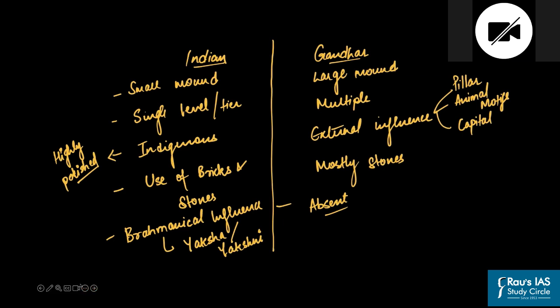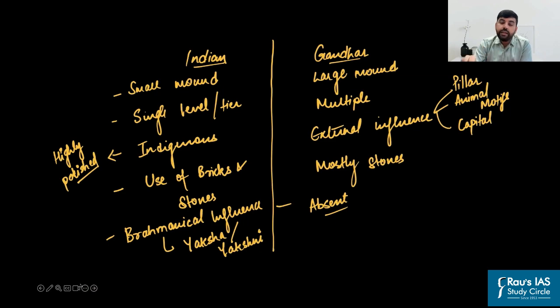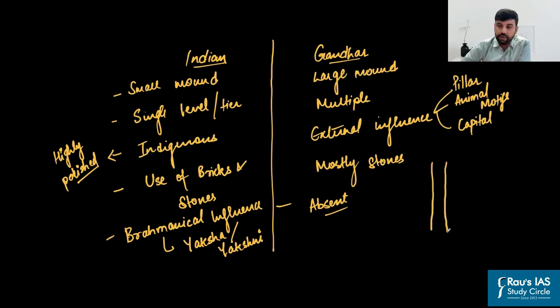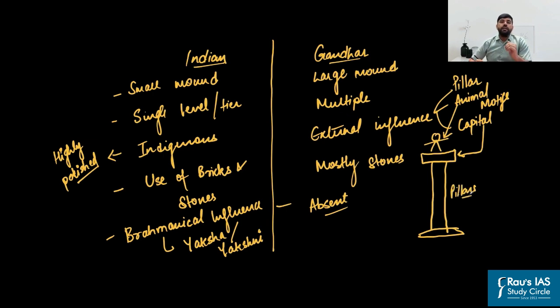What was capital? See, the pillar in the pillar art. Let's say this is a particular pillar which will have a base. Every pillar will have a base. Now here you will have a capital, and on this you will have an animal. This is known as capital, and this is known as animal motif. And this is a pillar. Got the point? Now this is something which is influenced by Persian art.